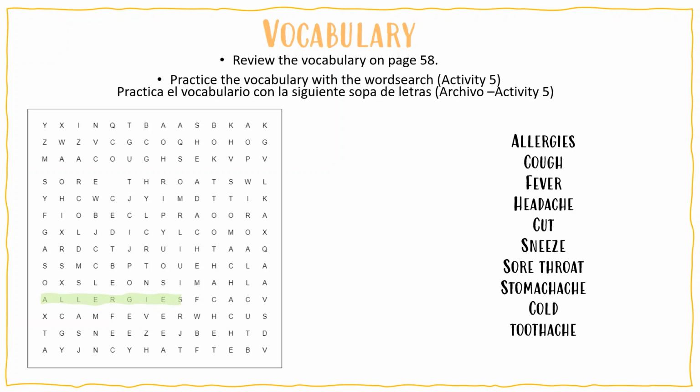Ahora vamos a practicar el vocabulario de la página 58 con la siguiente sopa de letras. Es el archivo llamado Activity 5. Tienes que encontrar las palabras del vocabulario, por ejemplo, allergies. Y aquí tenemos allergies. Ahora es tu turno, por favor termina el ejercicio.